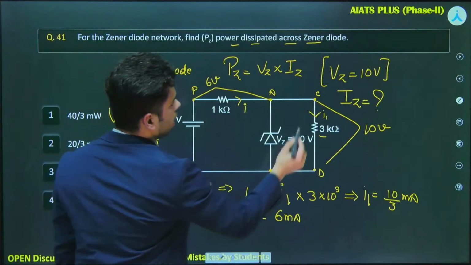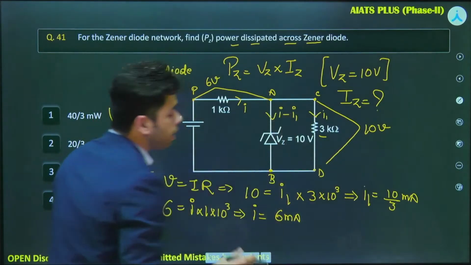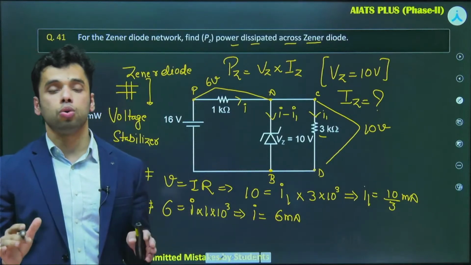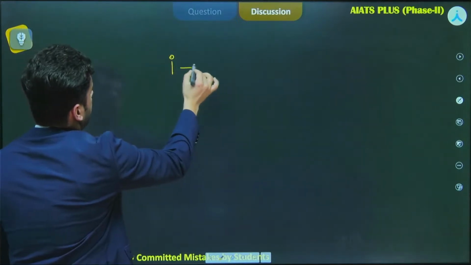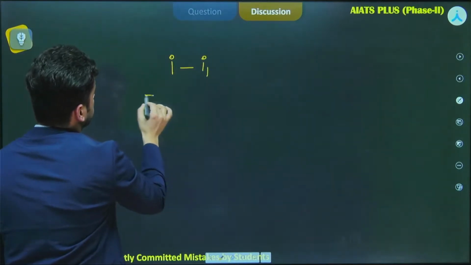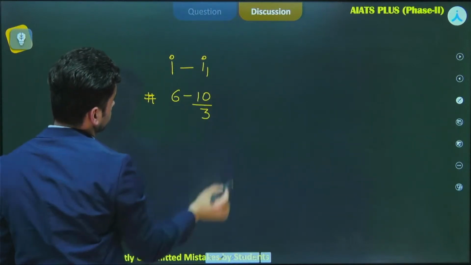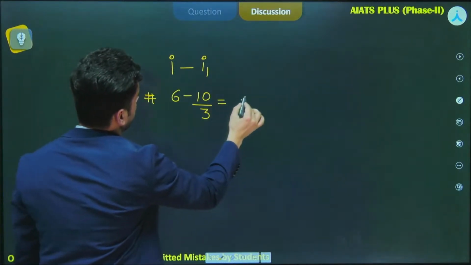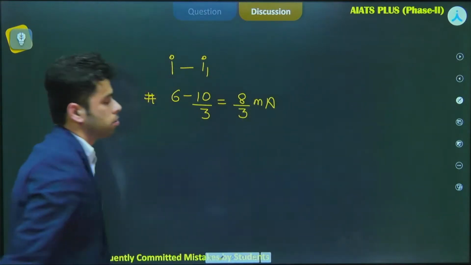So if this current is I, and this current is I1, this current will be equal to I minus I1. The current through the Zener diode is equal to I minus I1. I is 6 minus 10 by 3, that is 18 minus 10 over 3. So 8 by 3 milliampere is the current through the Zener diode.